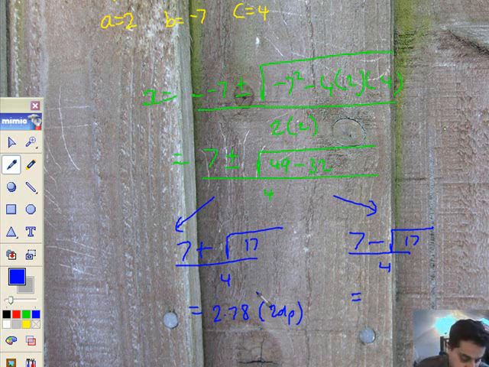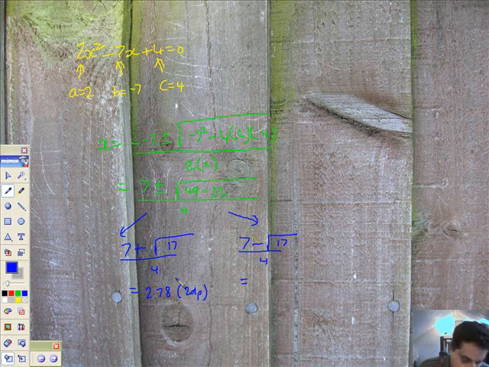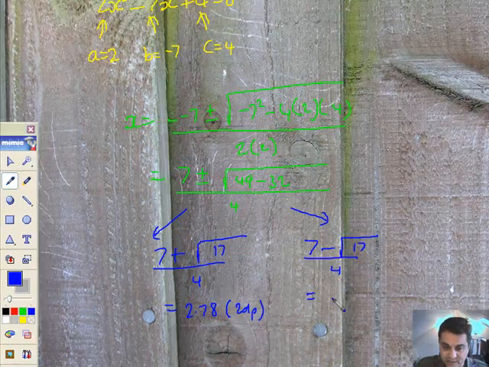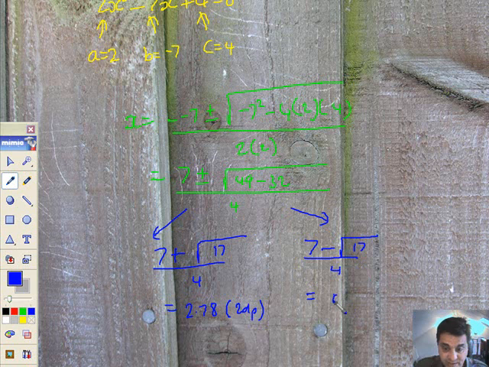And the other one's going to be 7 take away the square root of 17. Press equals, then divide that by 4. Do that again: 7 take away root 17 equals, and divide that by 4, and I have got 0.719, so that's my second root, or second answer. So 0.719 becomes 0.72. That's the 2 decimal places.